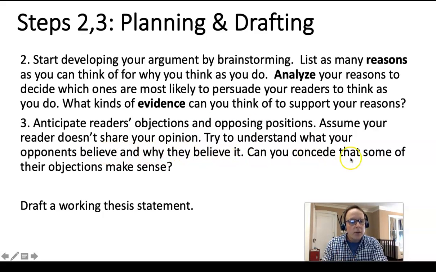And then try to understand what your opponents believe and why they believe it as much as you can. Can you concede that some of their objections make sense? So maybe some of the things people disagree with you about make sense. And concession, we talked about this with the argument. Concession's a really powerful strategy in an argument, because you're basically admitting, oh, well, the other side has some good points. I don't agree with everything. And what it does is it strengthens what's called your ethos. If you remember, ethos is like, you believe me, you know me, you trust me. And it builds that ethos and believability because it shows you to be a reasonable person, which is a big element of doing really good academic writing.